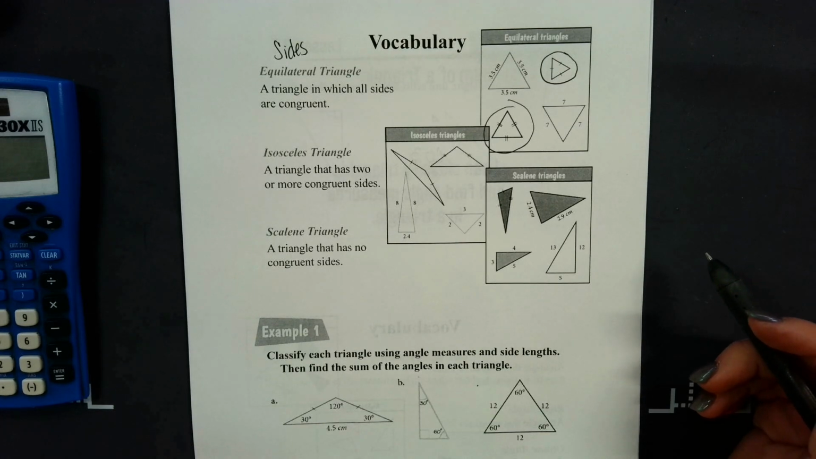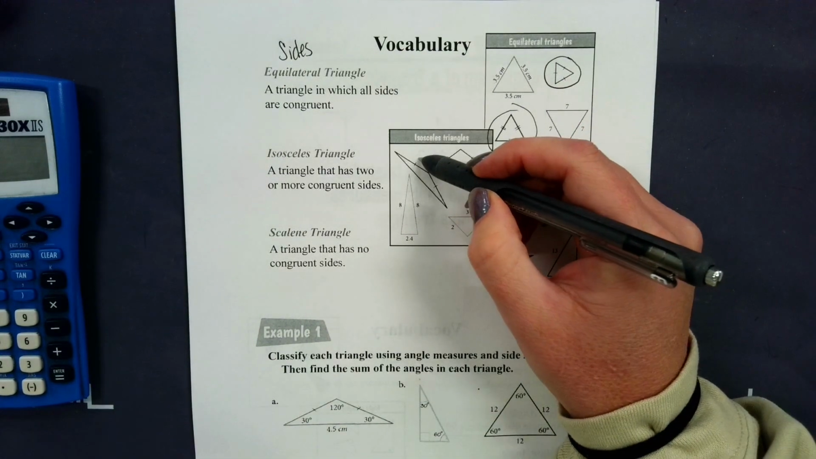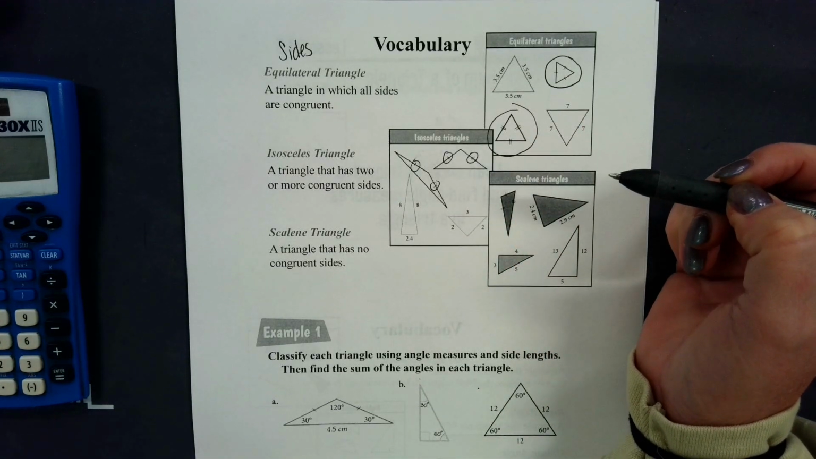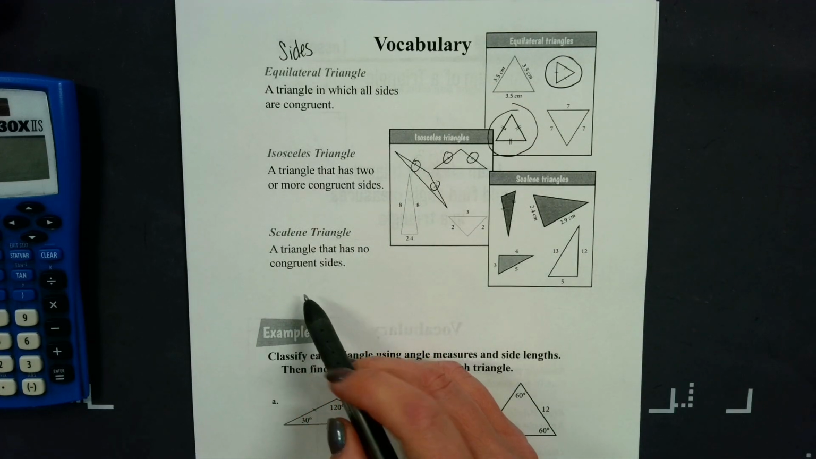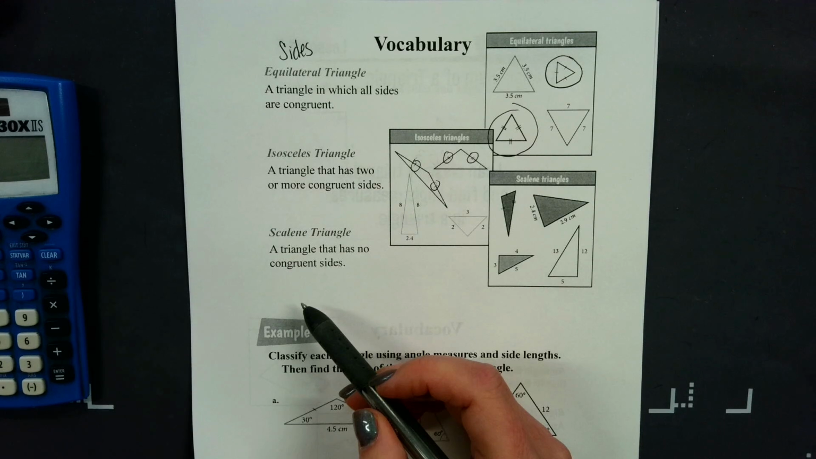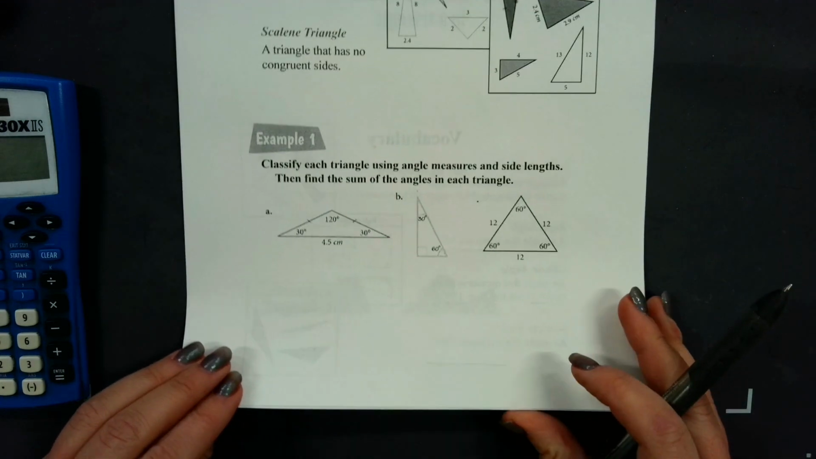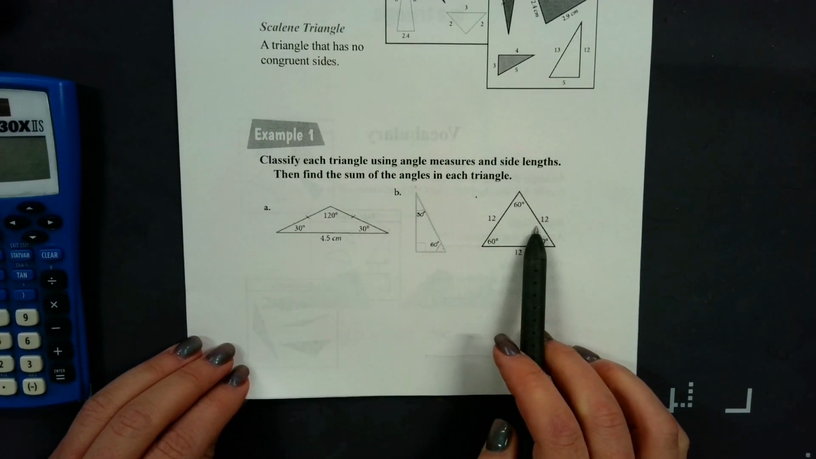Isosceles is where two sides are the same. Again, can be indicated by these lines, but only two sides are the same. And the last one's called scalene. Scalene is when none of the sides are the same. Okay. I want you to use your vocabulary. You look at it. I want you to see how many of these you can name.